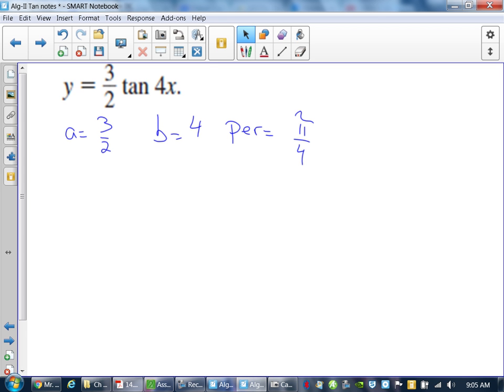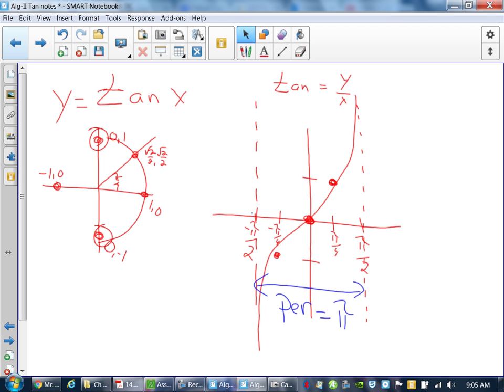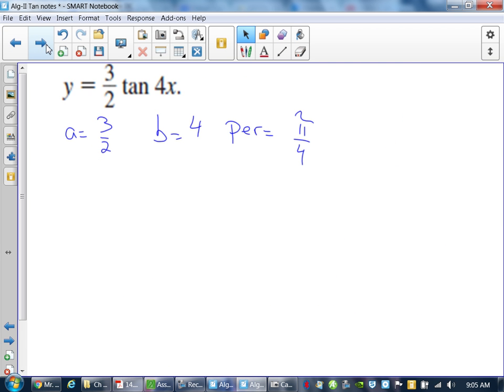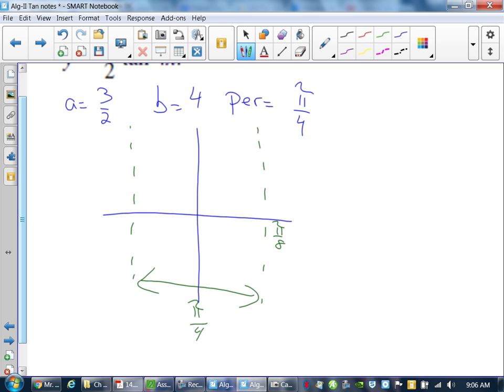Does that mean it's negative pi over 4? No, it means that the distance between the two is pi over 4. She said it was always pi. For the generic equation of tangent, yes, the distance between negative pi over 2 and pi over 2 is pi. That's the period for the generic. Now, because there's this scalar thrown in, the period is pi over 4. That means when I place my asymptotes, the distance from here to here is pi over 4, so half is on one side and the other half on the other. What's half of pi over 4? Pi over 8. So my asymptotes get placed at pi over 8 and negative pi over 8.